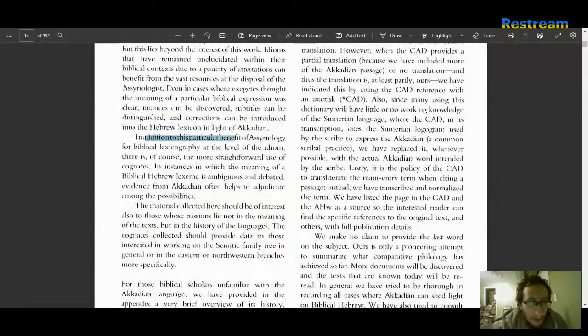In addition to this particular benefit of Assyriology for biblical lexicography, at the level of the idiom there is, of course, the more straightforward use of cognates. In instances in which the meaning of a biblical Hebrew lexeme is ambiguous and debated, evidence from Akkadian often helps to adjudicate among the possibilities.